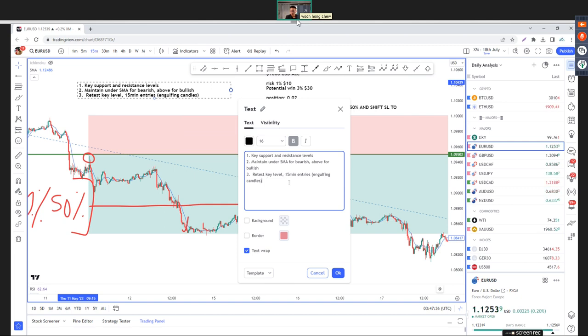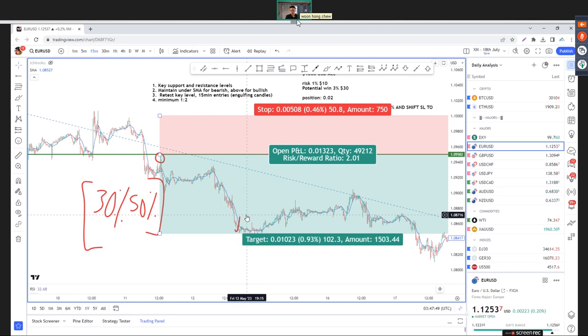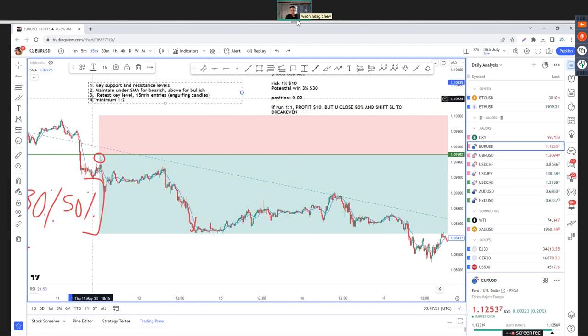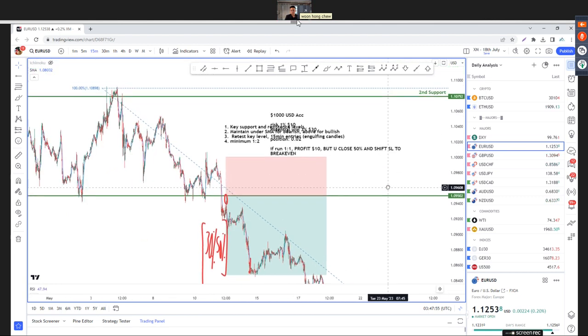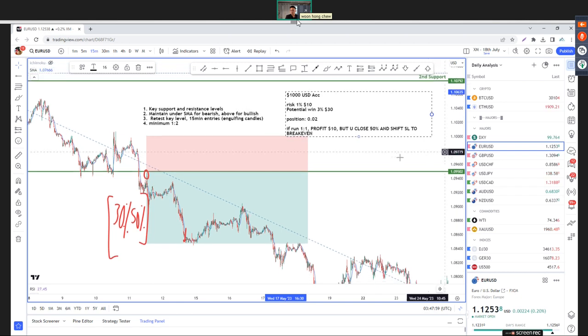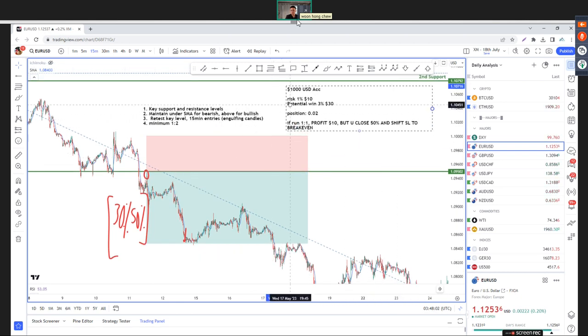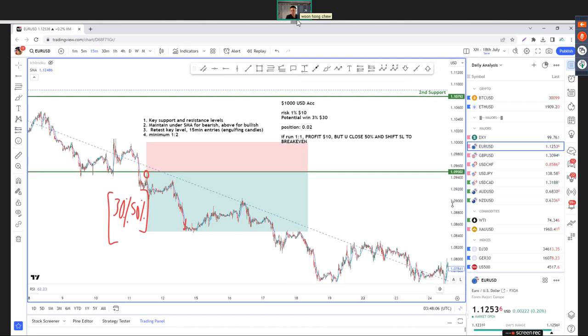Just level 15 minutes engulfing candles. Minimum 1 is to 2. Okay, so minimum 1 is to 2. Yes. So you should always have a minimum risk-reward to make your backtesting strategy more reliable.